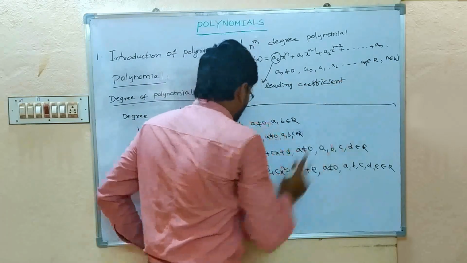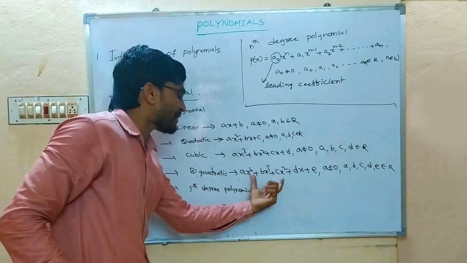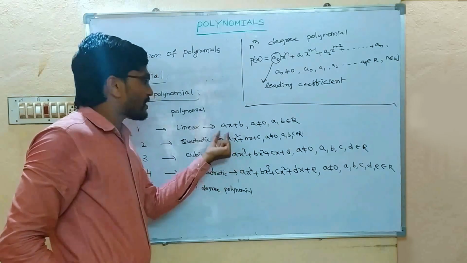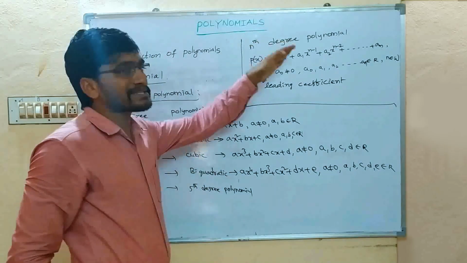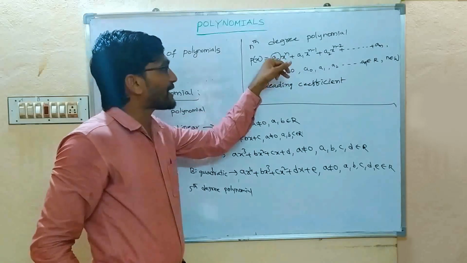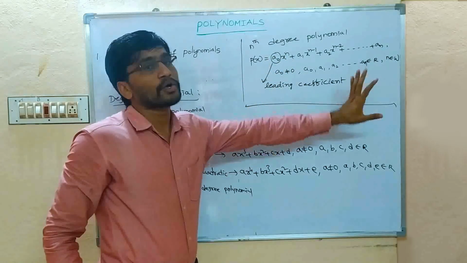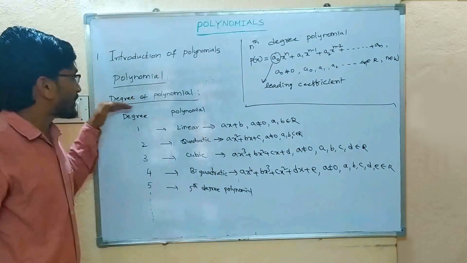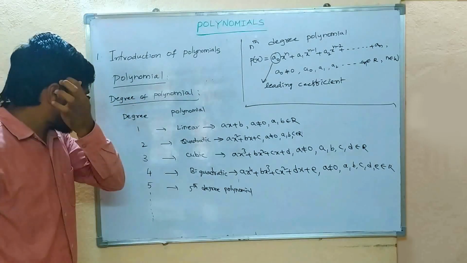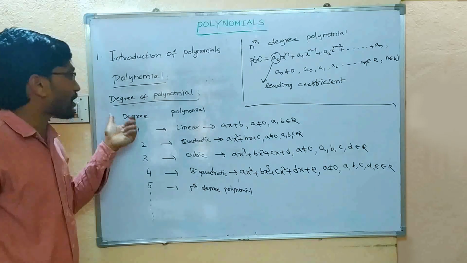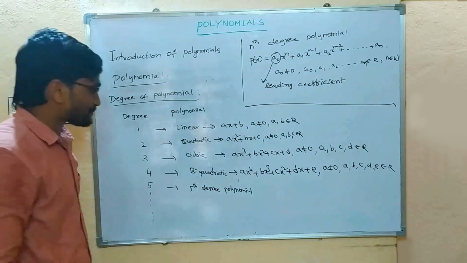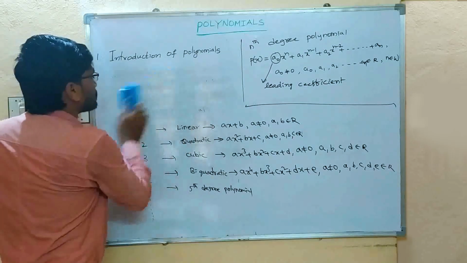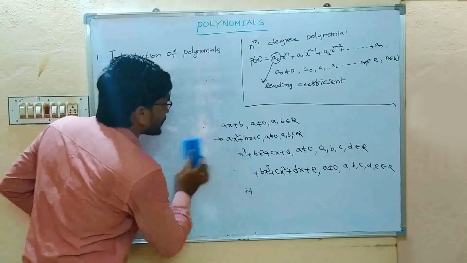Leading coefficient. Here also, with x power 4, the leading coefficient is a. For the quadratic polynomial, the leading coefficient is a. Here also a. So the coefficient of the highest power of the variable is nothing but the leading coefficient of that polynomial. So this is about the types of polynomials based on degree. Okay. Next, the value of a polynomial.